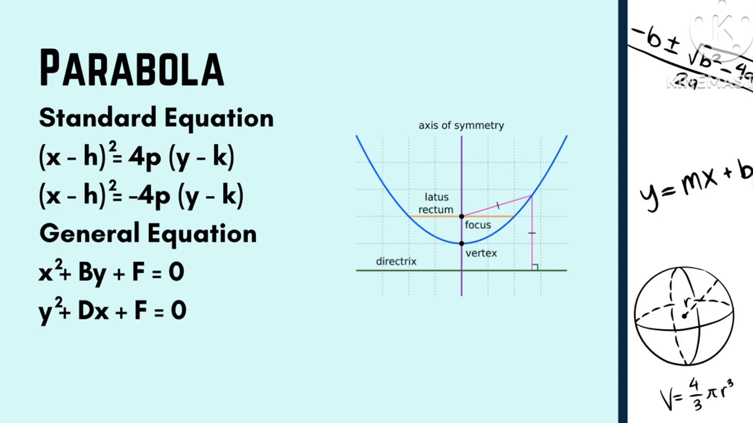We then have our general equations, which are x^2 + dx + ey + f = 0, and y^2 + dx + ey + f = 0.